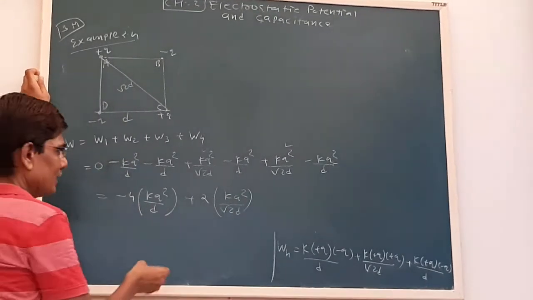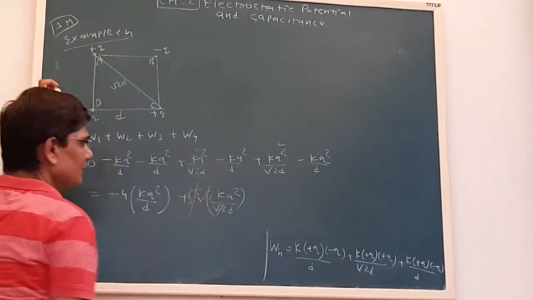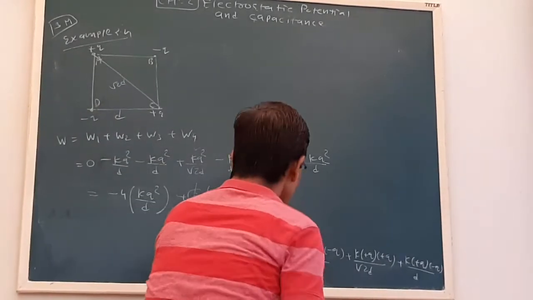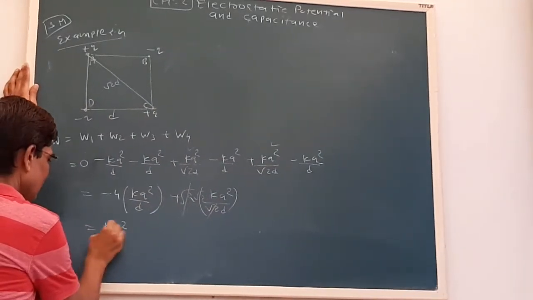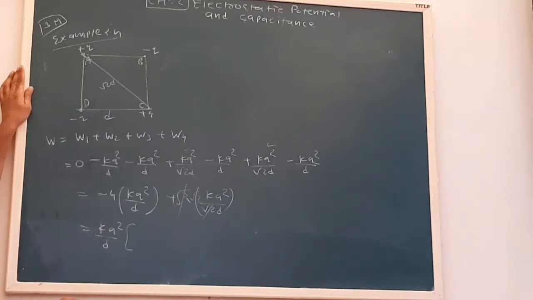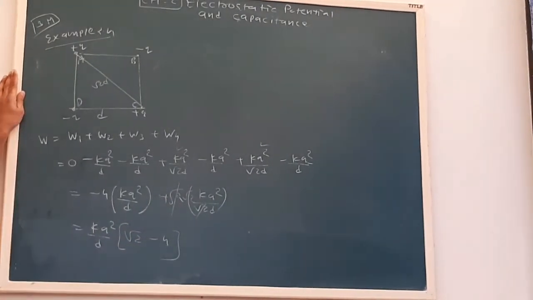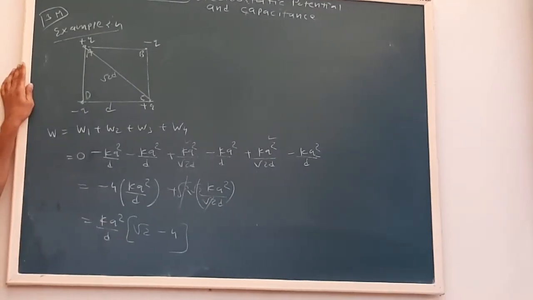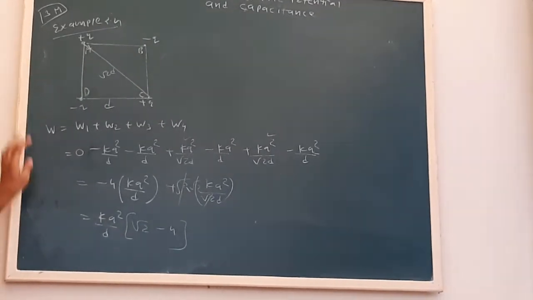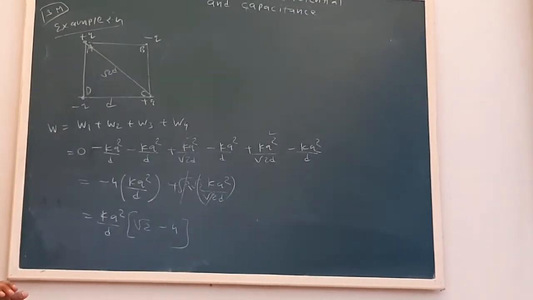Now if I simplify, root 2 into root 2 can be written like this. What can we take common from here? KQ square upon D is common. See what is left: minus 4 plus root 2. Sometimes books write the minus sign outside, then also it is the same. So this is nothing but the work done to assemble the charges.